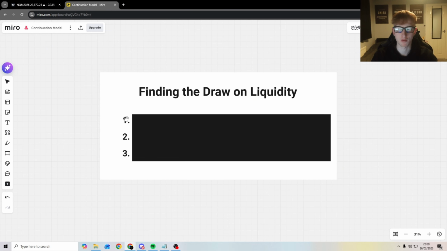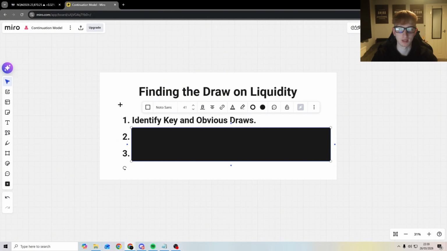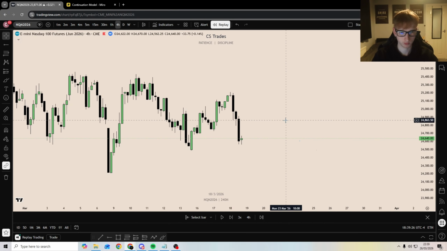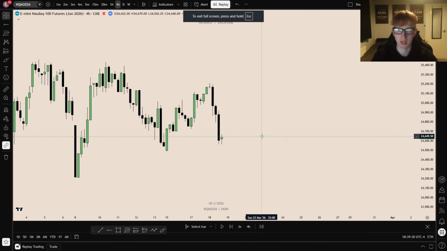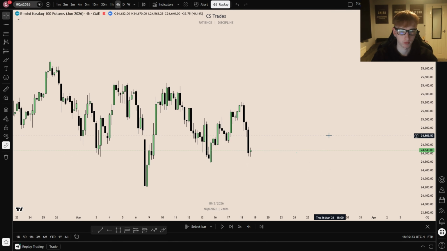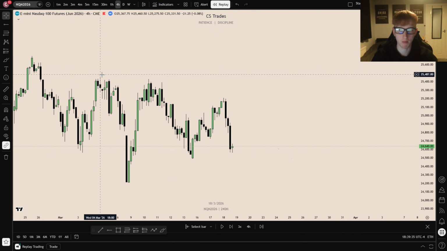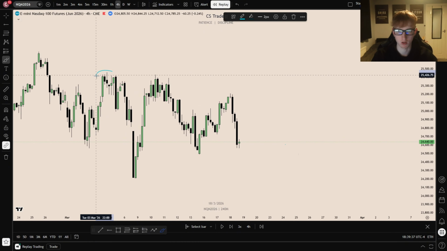So we have 3 steps to finding the drawn liquidity. The first step is identifying key and obvious draws. So we've got this time in price and we are going to look for the key and obvious draws on liquidity. So if we look at the market here, we've got a lot of buy side liquidity above, right? We've got stacked highs all up above here, here, and here.